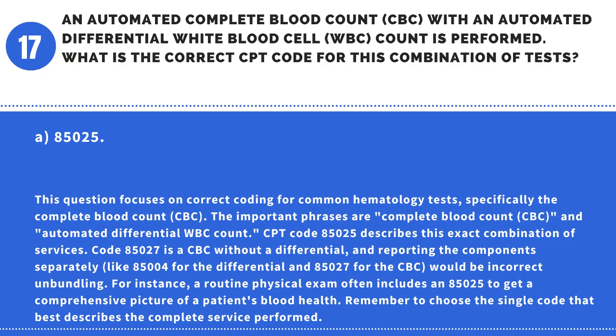Answer: A. 85025. This question focuses on correct coding for common hematology tests, specifically the complete blood count, CBC. The important phrases are complete blood count, CBC, and automated differential WBC count. CPT code 85025 describes this exact combination of services. Code 85027 is a CBC without a differential, and reporting the components separately, like 85004 for the differential and 85027 for the CBC, would be incorrect unbundling.